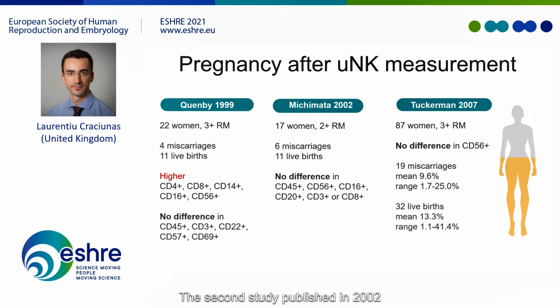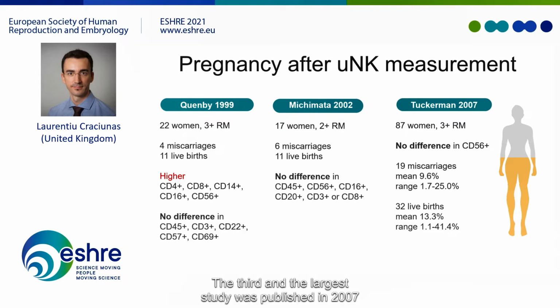The second study, published in 2002, included 17 women with 2 or more miscarriages. After undergoing uterine natural killer cells testing, 6 suffered another miscarriage and 11 achieved a live birth. There was no difference in their uterine natural killer cells as tested before the pregnancies. This means the uterine natural killer cells counts could not predict the outcome of the pregnancy.